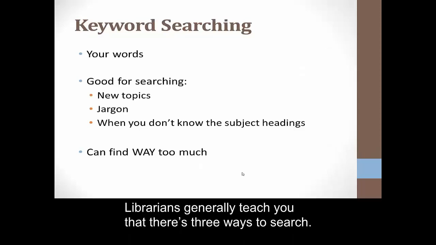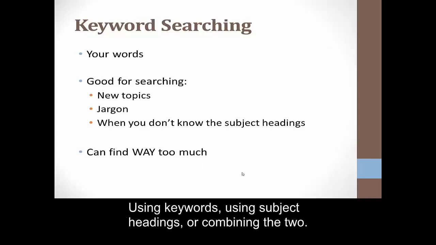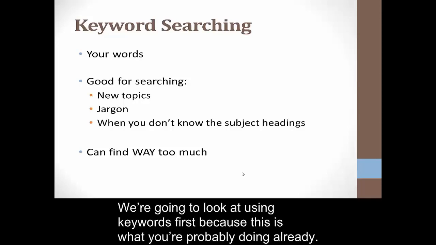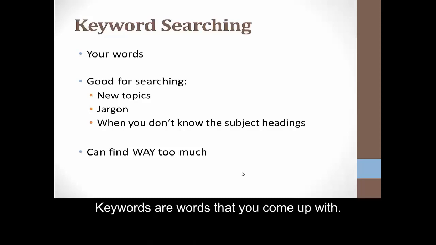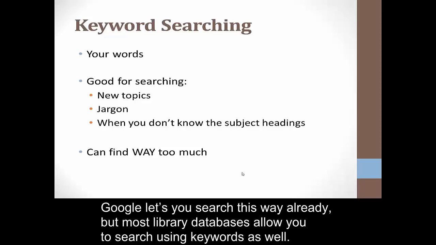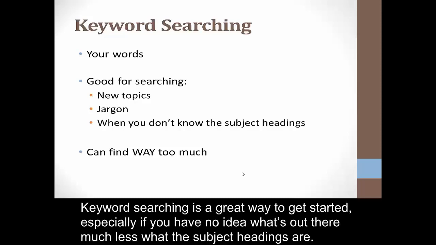Librarians generally teach you that there's three ways to search: using keywords, using subject headings, or combining the two. We're going to look at using keywords first because this is what you're probably doing already. Keywords are words that you come up with. Google lets you search this way already, but most library databases allow you to search using keywords as well. Keyword searching is a great way to get started, especially if you have no idea what's out there, much less what the subject headings are.